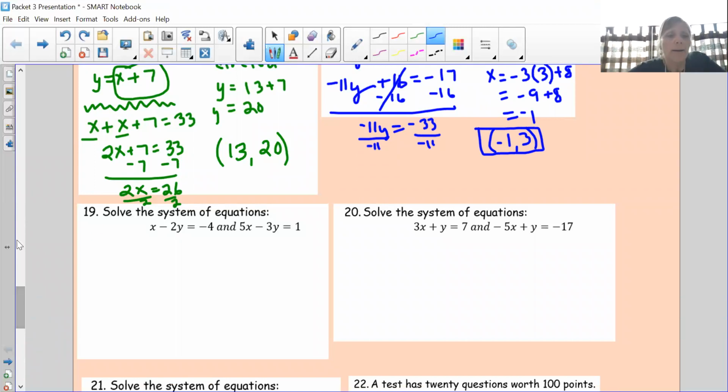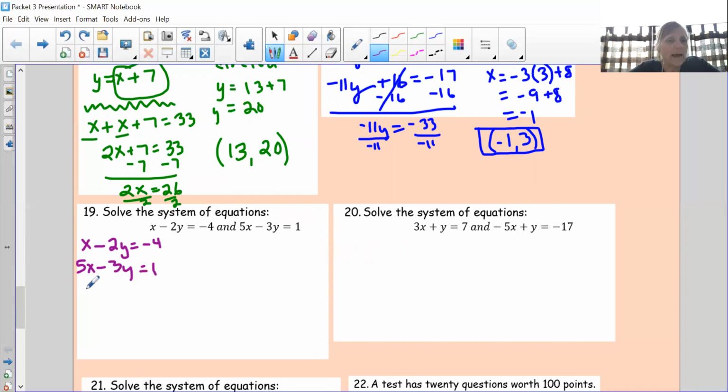Okay, now let me get a different color. Okay, solve the systems of equations. I see ax plus by equals c, ax plus by equals c. So I'm going to stack these up and make myself a goal. Okay, x minus 2y equals negative 4, and 5x minus 3y equals 1.